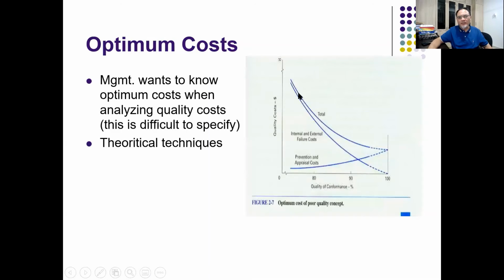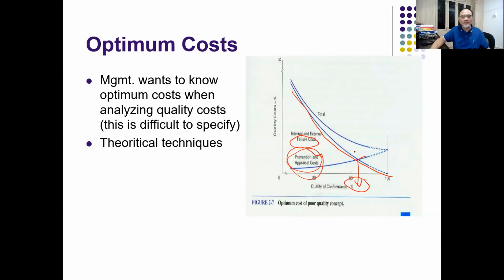So this is what we call the balance between prevention and appraisal costs. This is something that you need to spend money on. Of course, this is losses. Your failure is your negative cost. Theoretically, okay, you can optimize where total cost prevention appraisal equals internal failure. So this is your so-called target conformance. But in total quality management, target should be 100%. But management just wants to know what is the optimum cost when analyzing quality costs.